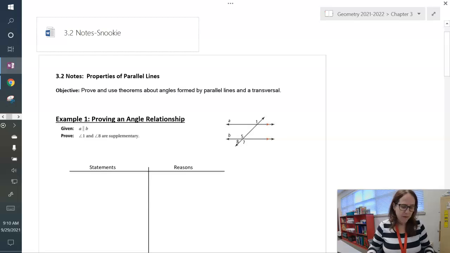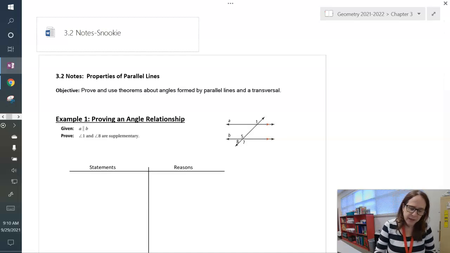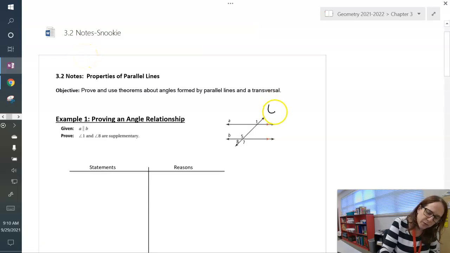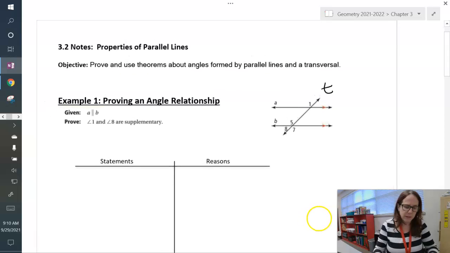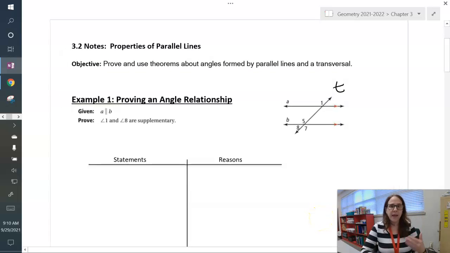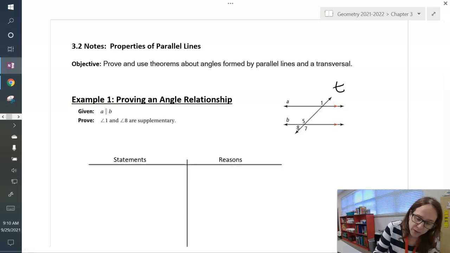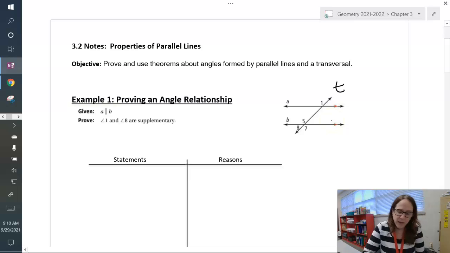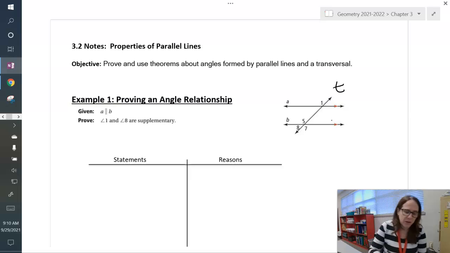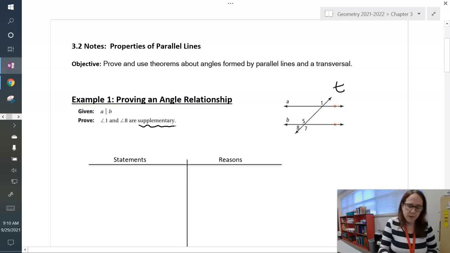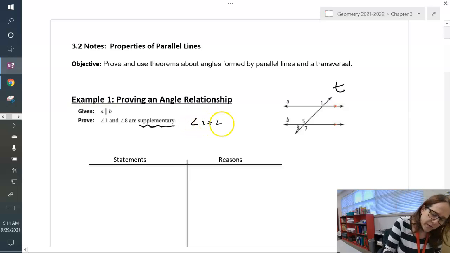So we have two parallel lines, line A and line B, and they're cut by a transversal. That means a transversal is going through them. Transversal is T, and we're given that A and B are parallel. Make sure that you mark the diagram. It's already marked. Those arrows mean parallel. And we're asked to prove that angle 1 and angle 8 are supplementary. So reminder, supplementary would mean that angle 1 plus angle 8 equals 180.